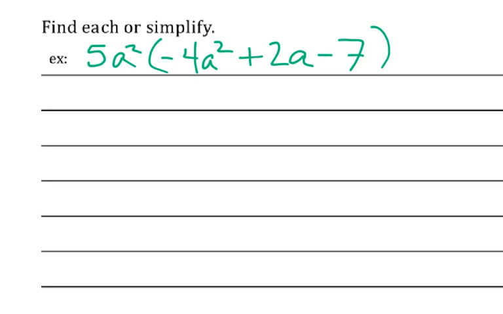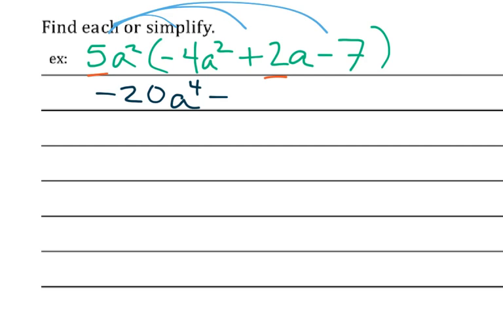Now I look at this 5 out front, and I know that this 5a squared is going to distribute to every single term. So looking only at the coefficients of my terms here, I see 5 and 4, and 5 times 4 gives me 20. And the positive 5 times the negative 4, I'm going to have to make that negative overall. A squared times a squared will be a to the 4th. And then, to move on, I have a positive 5 times a positive 2. So that would be plus 10.